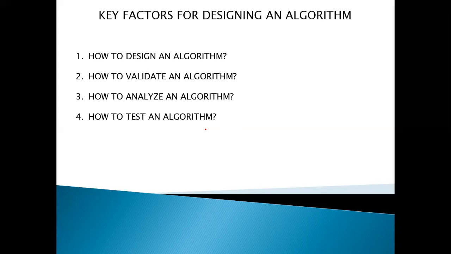These are the validations. How to analyze the algorithm. Here, analysis means the time required to execute an algorithm, or space requirement, or some other analysis. Finally, how to test an algorithm. Here, testing means the user is able to supply some input and check whether it produces a correct output or not. That is the testing. Whenever testing is passed, then it is a good and correct algorithm.